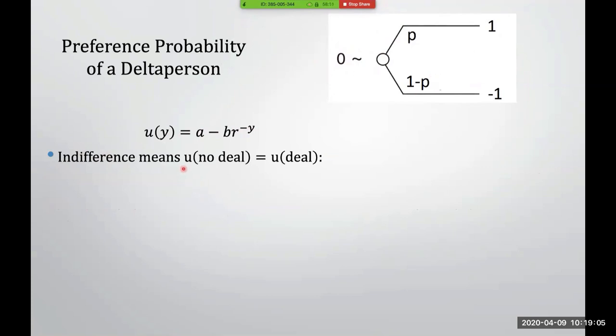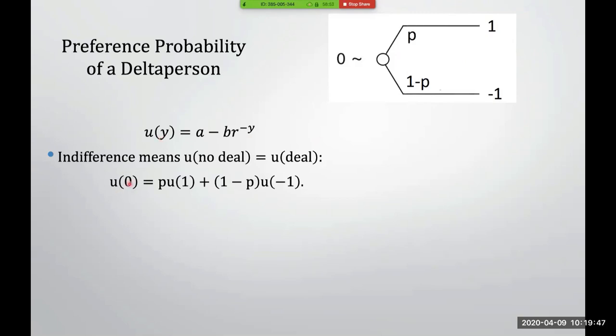So what we need to do is to find the U value of no deal and then the U value of this deal. So the U value of no deal is just the U value of 0, okay? So let's put 0 into this function that gives us the U value of 0. And then the U value of this binary deal is P times the U value of 1 plus 1 minus P times the U value of -1. Okay. And then this is just the definition or the equation without substituting in the utility function.